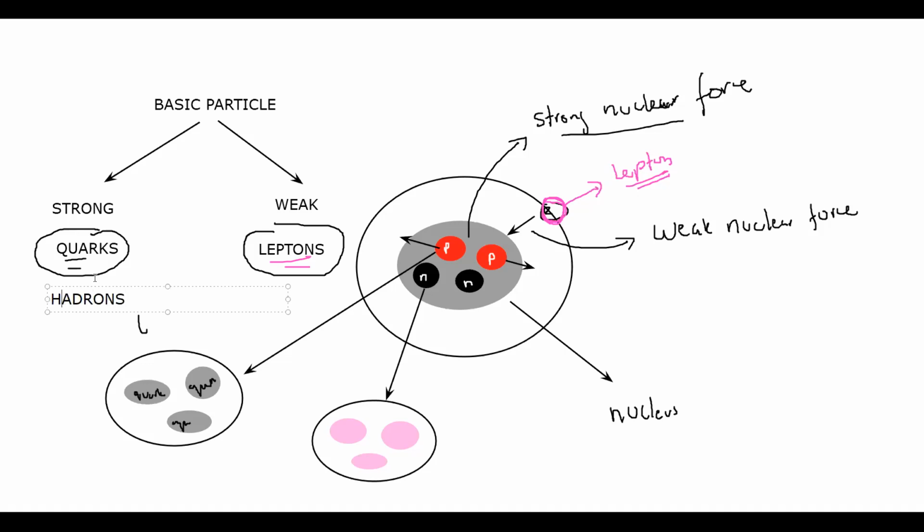So hadrons are the particles which experience strong nuclear force. That's why this proton and neutron are also classified as hadron. So the term hadron means the particle will experience strong nuclear force. The term lepton means that the particle will experience weak nuclear force.